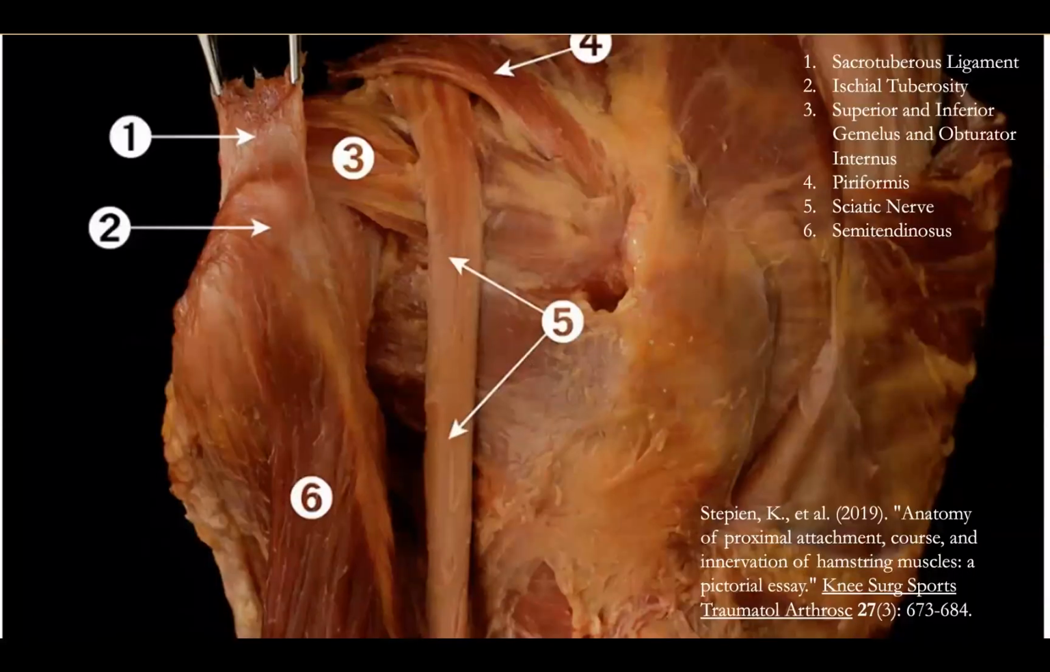Here's an anatomic specimen to help further delineate the anatomy for us. For your reference, top of the screen will be cephalad, left is medial, and right is lateral. Number 1 here shows us the sacrotuberous ligament. 2 is the ischial tuberosity itself. Importantly here, take note of the structures coming off the ischial tuberosity.